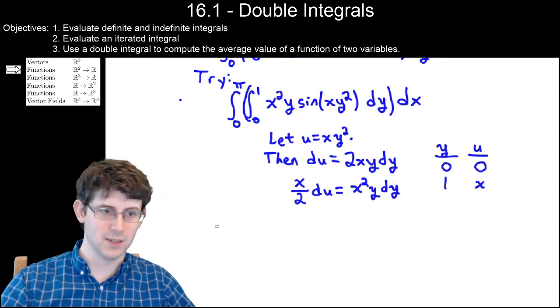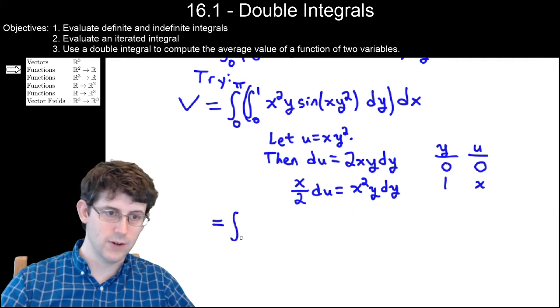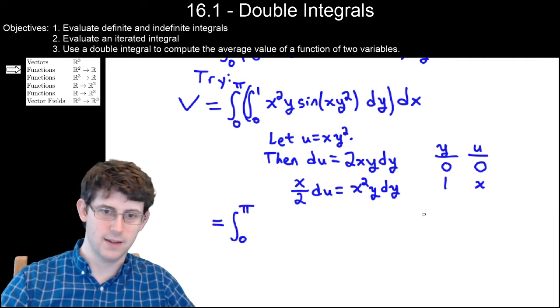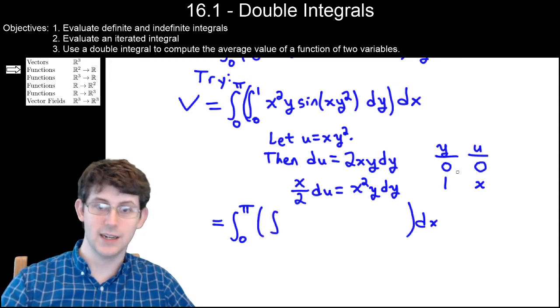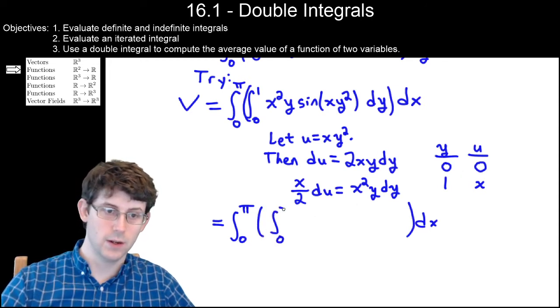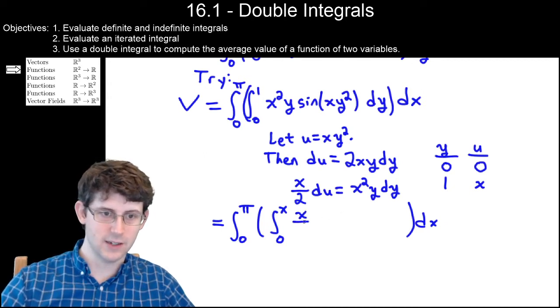So when we finish the substitution, the outer integral is just not done yet. We're doing that later. The inner integral is now an integral with respect to u. It goes from 0 to x. x squared y dy is x over 2 du. And sine of xy squared is sine u.